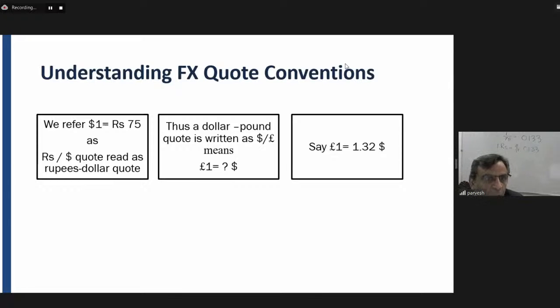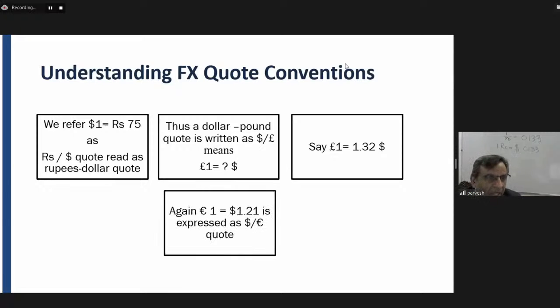So far so very good. If it's written like this, there is no problem. You can always do that. But let's understand here. Again, £1 is equal to $1.21 is expressed like this. Sometimes they can write $/pound equal to 1.21, which will mean how much 1 euro is going to cost you in terms of dollars.